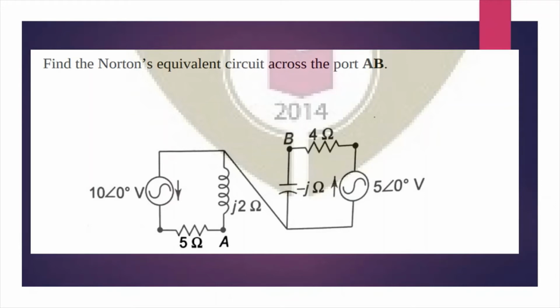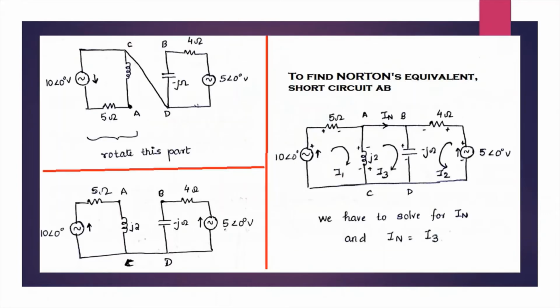Next is a 7-mark question from part B. Find the Norton's equivalent circuit across the port AB. So here the circuit may look slightly complicated. So what you can do is, you can just rotate this part, that is the left part of the circuit.